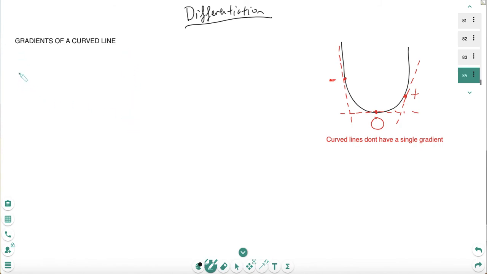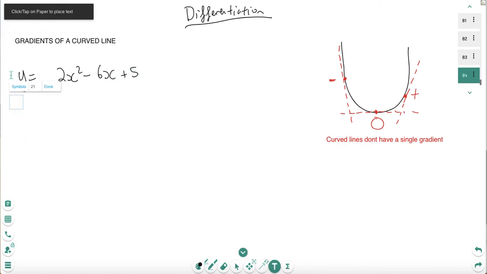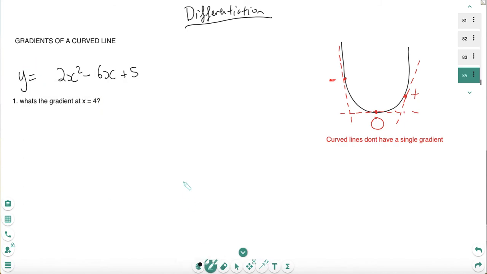Let's say we have a line, y equals 2x squared minus 6x plus 5. And someone says, what's the gradient at x equals 4? So first thing, let's look at this graph I'm given. y equals 2x squared minus 6x plus 5. You should notice that this is a quadratic. Okay, there's a squared term, a single x term, and a number term. So this is a quadratic, so this will be a U-shaped graph. Let's just draw a sketch like that.